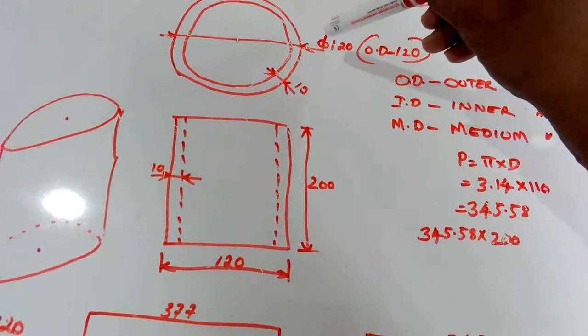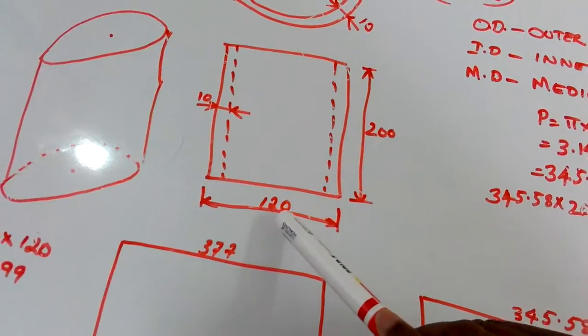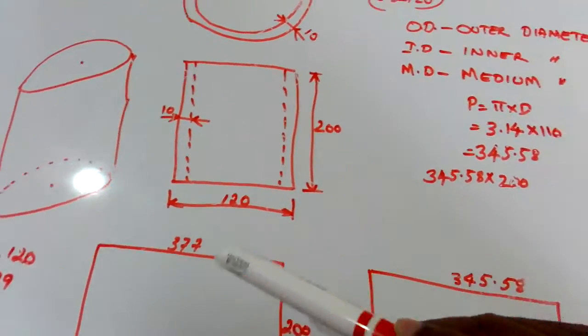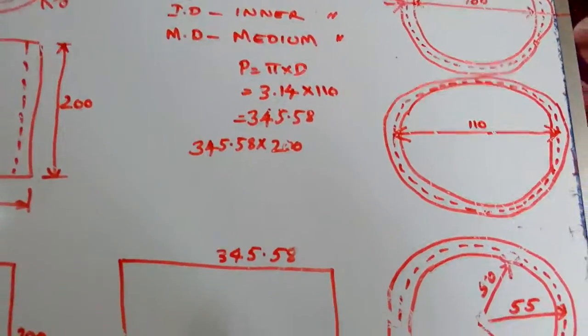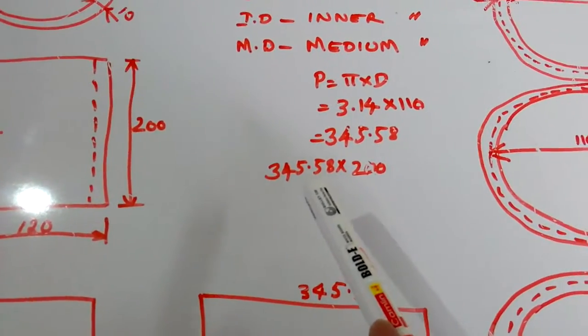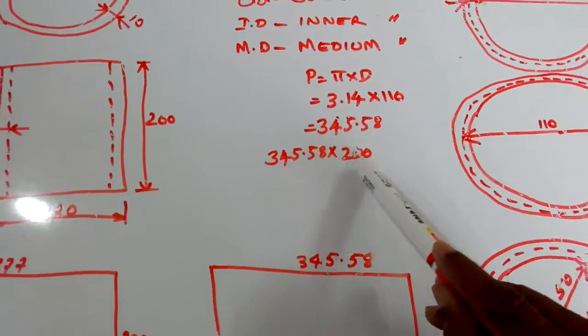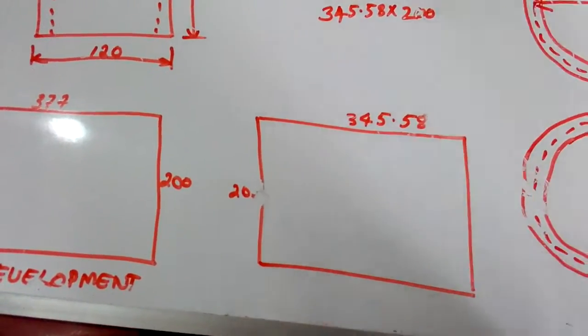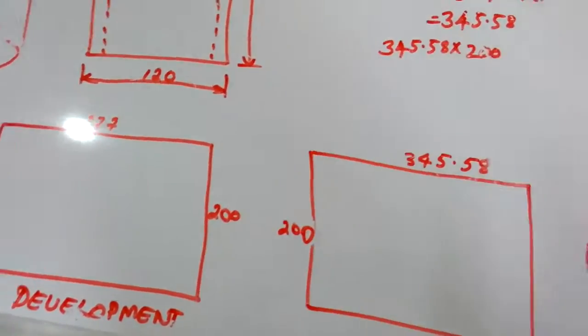Here I have written dia 120. Here also I have written outer dia is 120. Next time I won't do it. Now I did it for teaching you. Okay, so if we cut a sheet or plate in this form, 345.58 into 200.